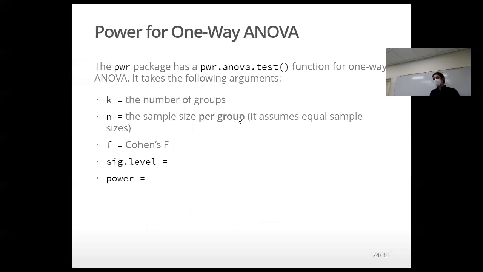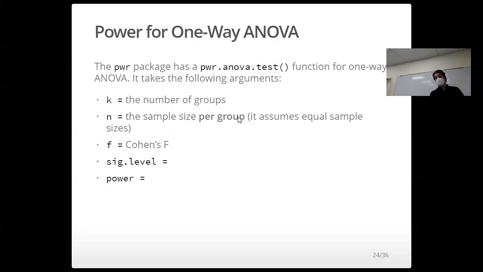So for our purposes, what we're more frequently going to use in an ANOVA is the power.anova.test function. This is for one-way ANOVA. It takes one more input, which is the number of groups. Then it's the sample size per group. This assumes that the sample sizes are equal per group. I'll show you a way to do it without equal sample sizes, but that's a little bit trickier.